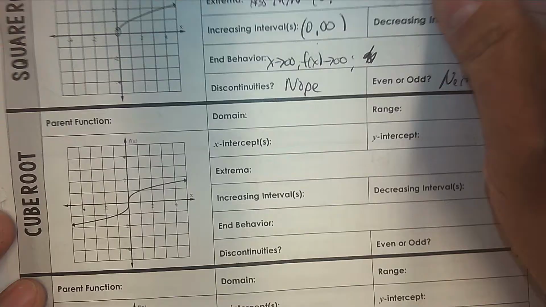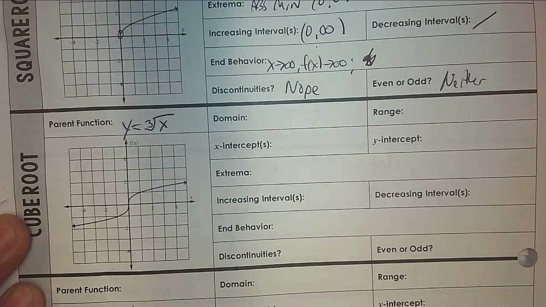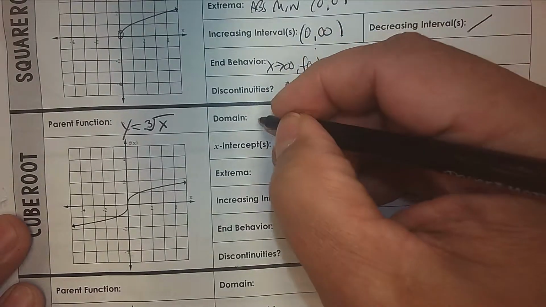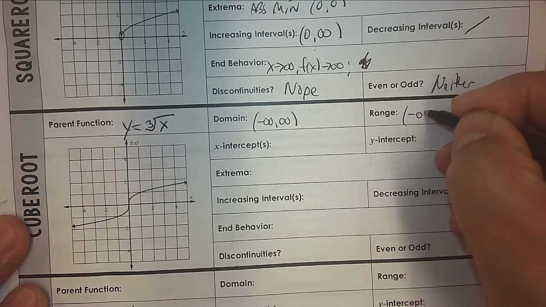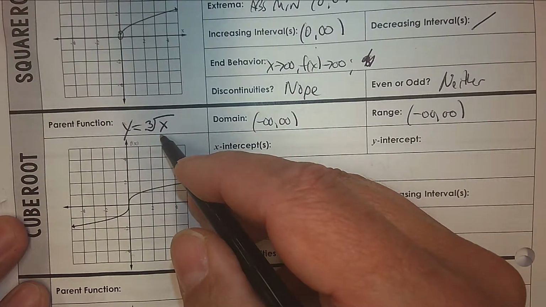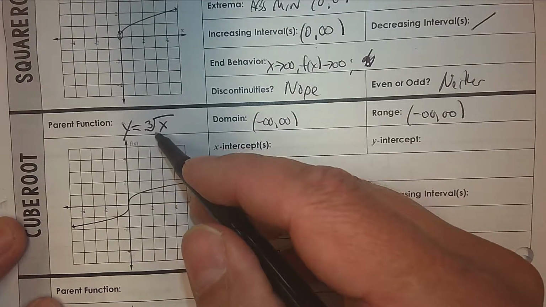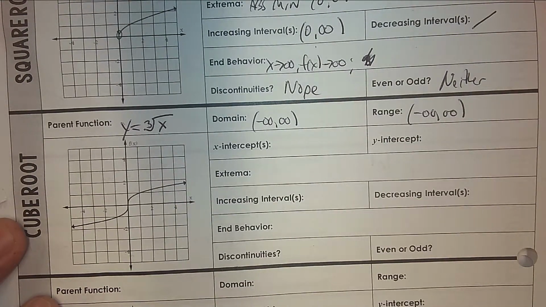Cube root. That's y equals the cube root of x. There it is. The domain is all real numbers, even though you don't think it would be. And the range is all real numbers. So you can put a negative number under that radical sign. It's not a square root. Even roots you can't, but odd roots, you can have a negative number under the radical sign.